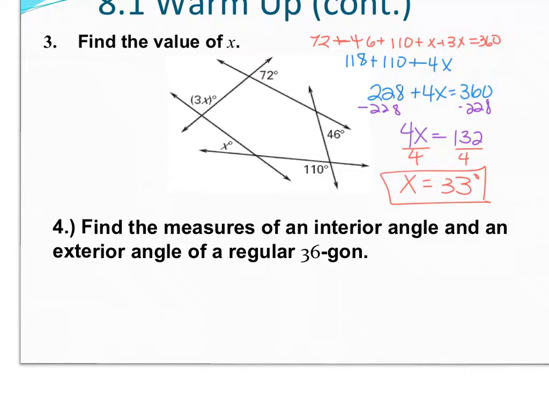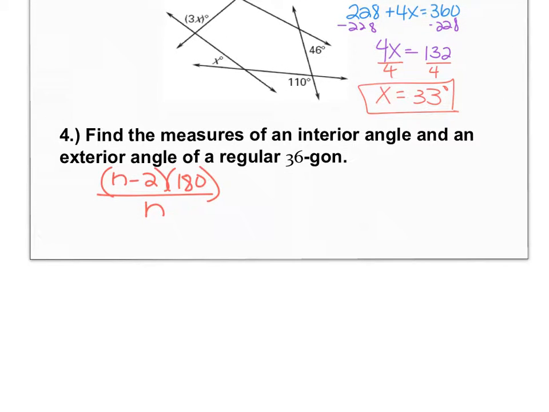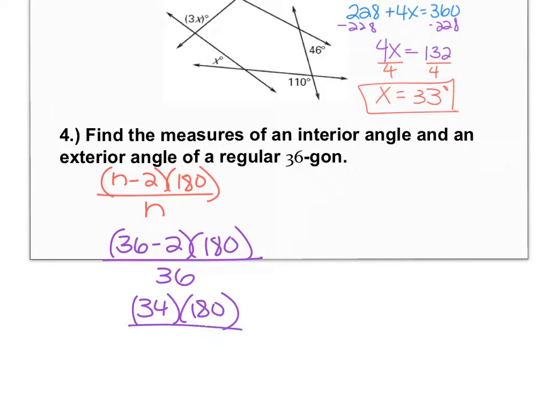Okay, number 4 says find the measures of an interior angle and an exterior angle of a regular 36-gon. So measures of an interior angle means just one. So each interior would be n minus 2 times 180 divided by n. And my n is 36, so 36 minus 2 times 180 over 36. 34 times 180 over 36.